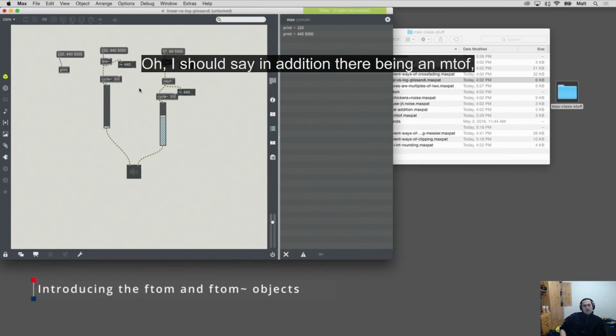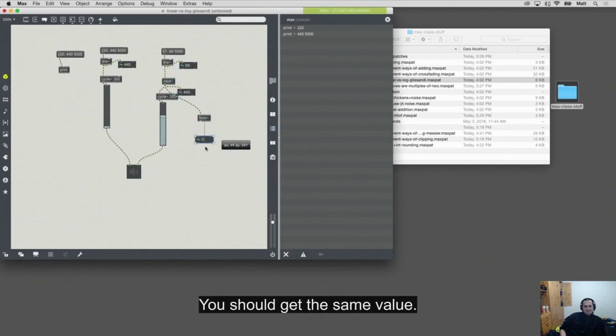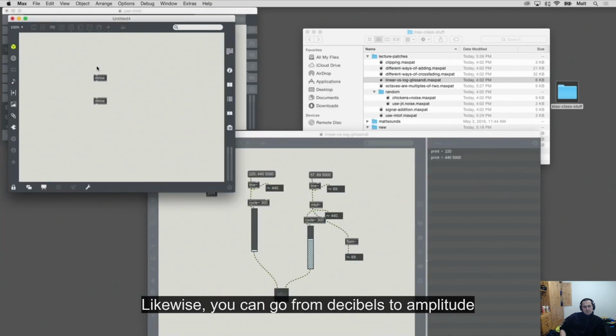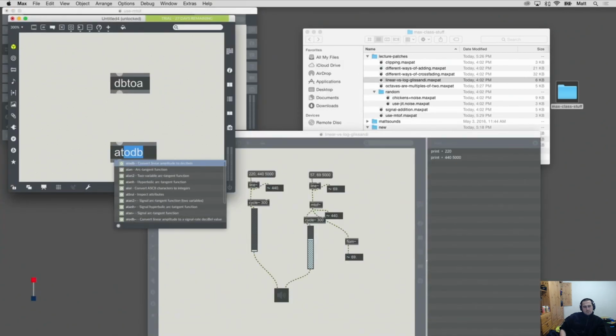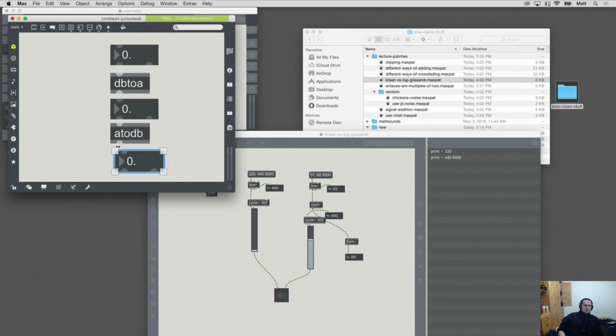I should say, in addition to there being M2F, there's also F2M. So you should get the same value. So here it's climbing up from 57 to 69. So if you convert it from MIDI to frequency, and then from frequency back to MIDI, you get back to where you started. These are inverse operations, M2F, F to M. Likewise, you can go from decibels to amplitude, or from amplitude to decibels, and you get back right where you started. So here's a floating point number box, and another, and we'll connect them all up.